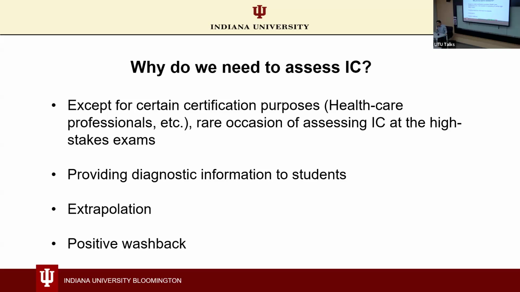Extrapolation, that's related to how well we could link the test performance to their real life performance. So usually interaction competence is very important in many contexts. So if we assess interaction competence in a real life context, we could better extrapolate their language abilities in the real world context. And it's related to some positive washback, right? So if we assess interaction competence for grading purposes, students might prepare for this test, and then they could actually improve their interaction competence. So it's not easy to assess interaction competence, but it's important.